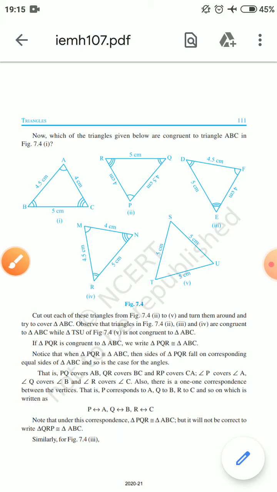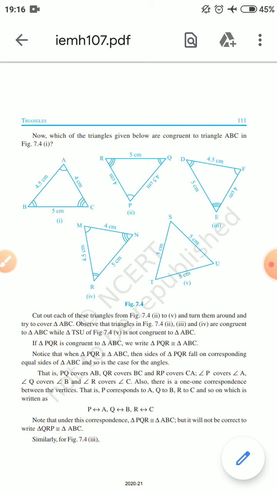In the same way, let us see that fifth figure, our triangle SUT. Right, SUT is not congruent with any of the above four triangles. Why? Because in triangle SUT, all three sides are of equal length, but none of the above triangles have same length, right? So this fifth figure is not congruent with any of the above figures.